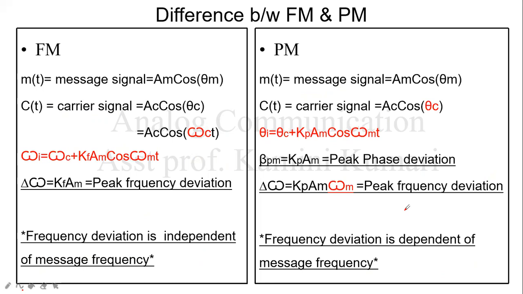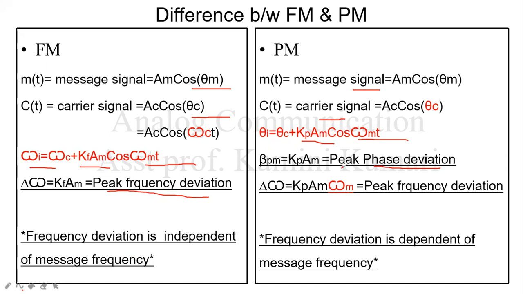This slide explains the basic difference between your FM and PM. So what is the basic difference? As we know, this is the equation for your m(t), and this is your equation for c(t). It is the same for PM also. In the previous slide, we saw that in the case of frequency modulation we need to modulate frequency, so this is your instantaneous frequency. And in the case of phase modulation, we need to modulate the phase, so this is your instantaneous phase equation. In the case of phase modulation, this K_PM A_m is your peak phase deviation. And in the case of FM, your K_F A_m is your peak frequency deviation.